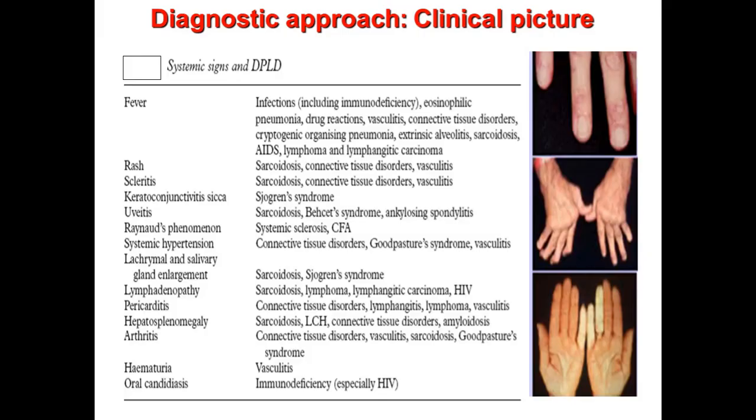This is also a diagram for the diagnostic approach to a clinical patient. In a patient with fever, we can check for infection, eosinophilic pneumonia, drugs, vasculitis. Rash: in sarcoidosis, erythema nodosum; in connective tissue disease, peak nose; in scleroderma, keratoconjunctivitis sicca, Sjogren, uveitis, Raynaud phenomenon, lymphadenopathy. This is also a systemic sign of diffuse parenchymal lung disease.